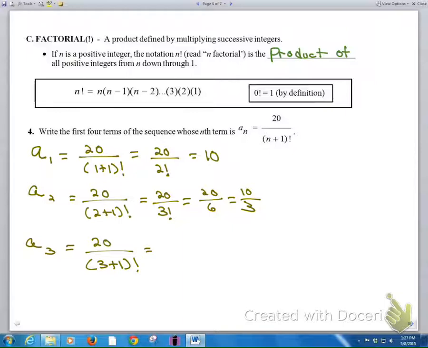is going to be 20 divided by 4 factorial. 4 factorial is 4 times 3 times 2 times 1, which is 24. Reduce the fraction. 5, 6.